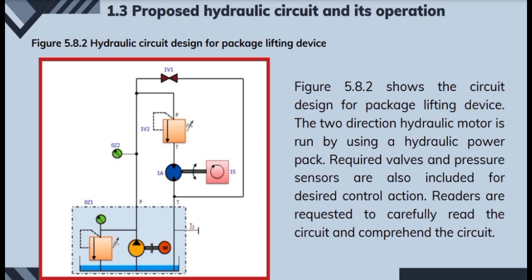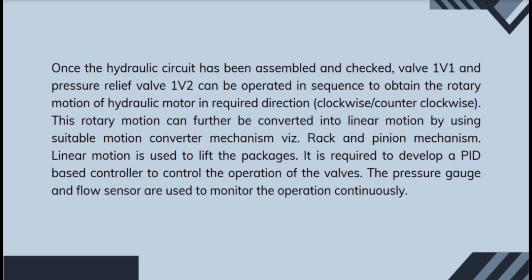It can be a machine, a fan, a conveyor, or any other rotational load powered by the hydraulic motor. Once the hydraulic circuit has been assembled and checked, valve 1V1 and pressure relief valve 1V2 can be operated in sequence to obtain the rotary motion of the hydraulic motor in the required direction, clockwise or counterclockwise. This rotary motion can further be converted into linear motion by using a suitable motion converter mechanism, viz. a rack and pinion mechanism. Linear motion is used to lift the packages.